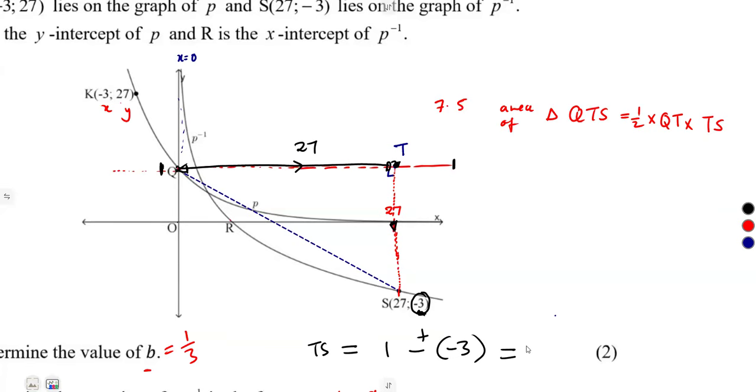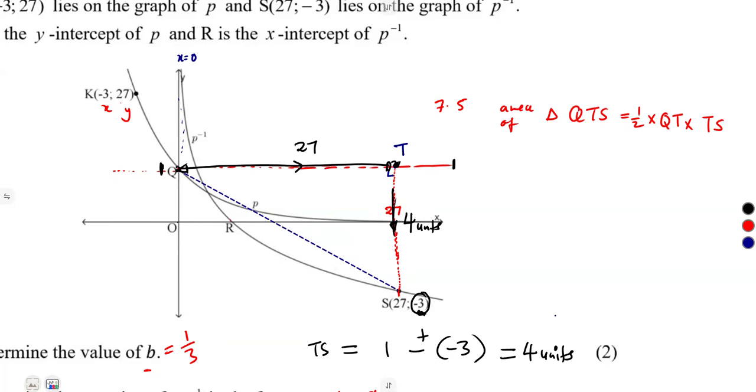So this will be positive, and that is going to be 4 units. All right. So from T to S, we have got what? 4 units. That is the distance in between T and S. All right. From Q to T, this is 0, guys. This is 27. So difference 27 minus 0, that's what? That's the 27 that we see there.